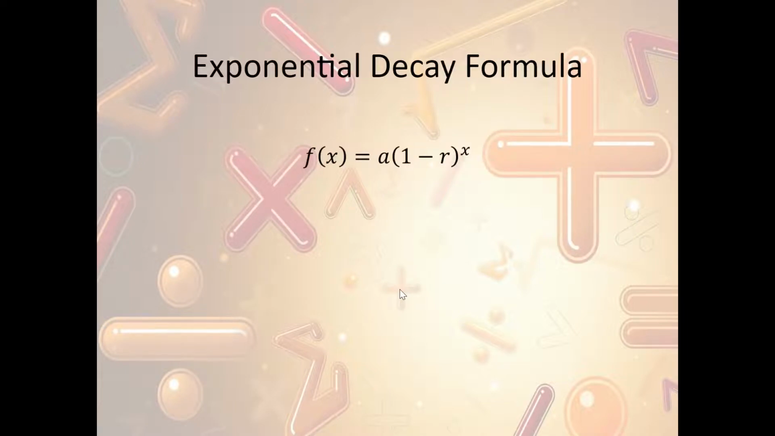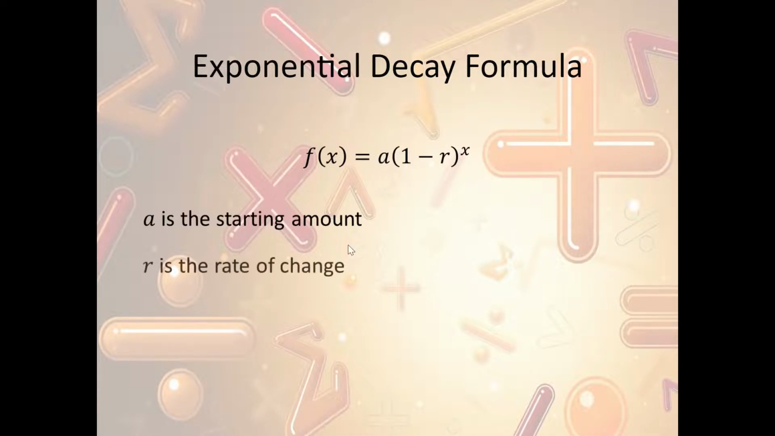Now, exponential decay, the formula looks like this. F of x equals a times 1 minus r to the x. So it's the same as growth, except this is minus r instead of plus r. A is still the starting amount. That's how much we start with. So if we were talking money that we owed, well, that might be A, right? So that's our starting amount, how much we owe.